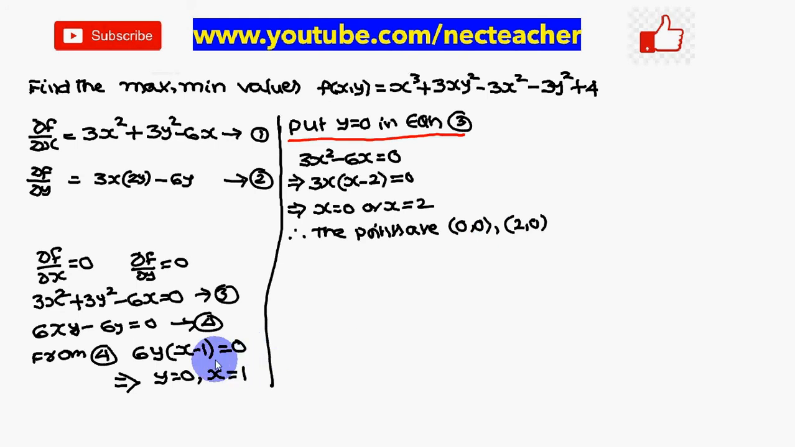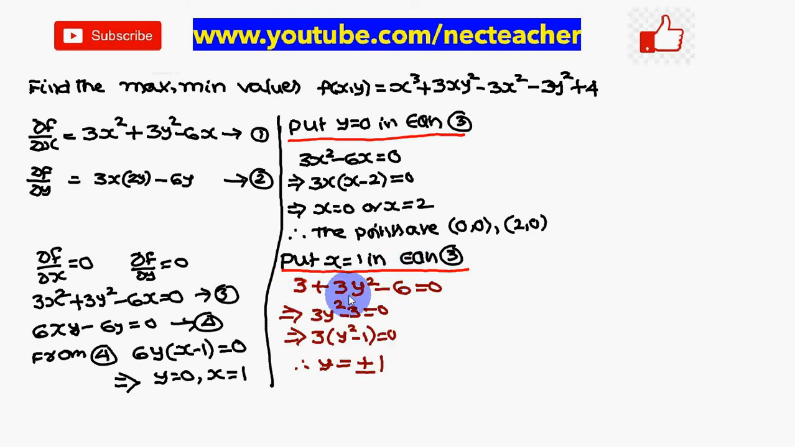What is that one? x is equal to 1. Substitute x is equal to 1 again in equation 3. What happens? 3 plus 3y square minus 6 is equal to 0. Put x is equal to 1 in this equation, you are getting 3y square minus 3 is equal to 0. Therefore, taking 3 common, 3 into y square minus 1 is equal to 0. Therefore y is equal to plus or minus 1.